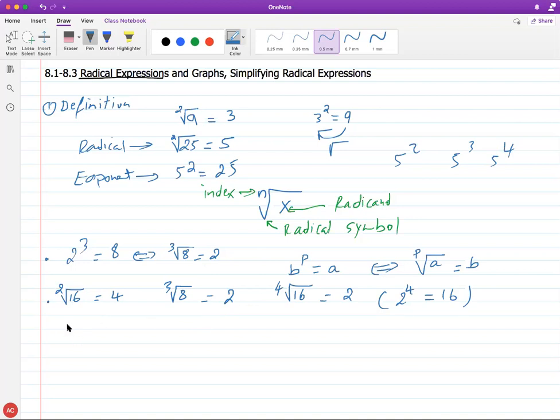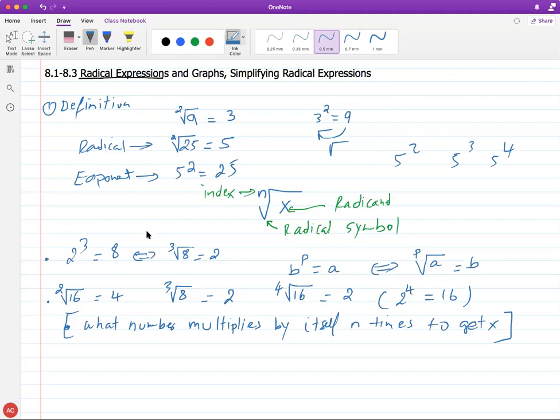So in general, what number multiplies by itself n times to get x? That's basically how you should read it. When you read it this way, it makes more sense. You can find most of these radicals, you will see common ones.